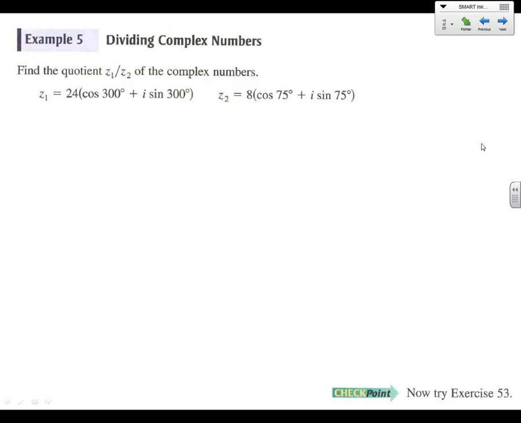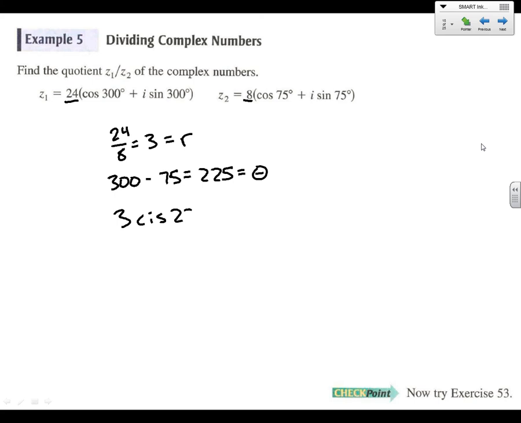All right, and then let's find the quotient. So same rules apply. We're going to go moduli division. 24 divided by 8 gives us 3. That's our r. And we're going to subtract. 300 minus 75 equals 225. And that's our theta. So we've got 3 cis 225.